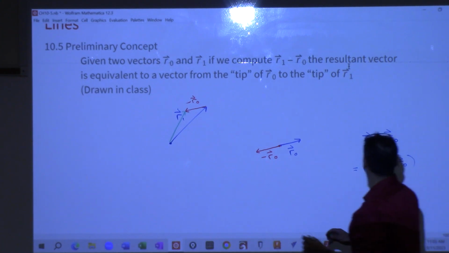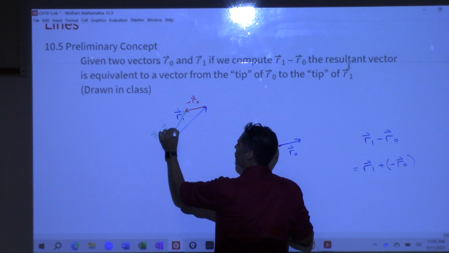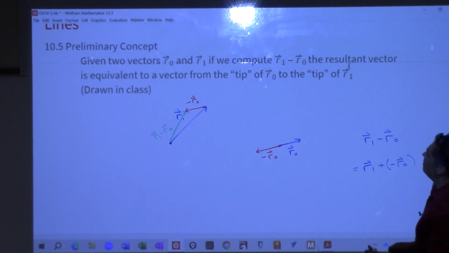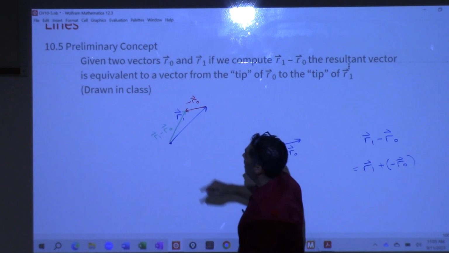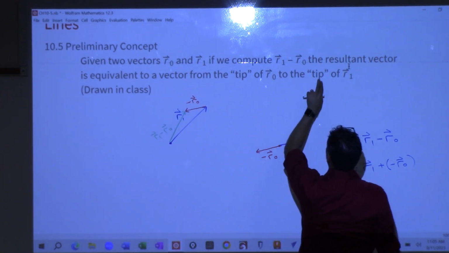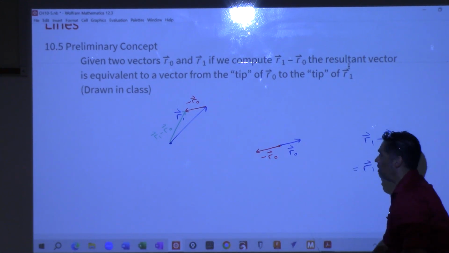That's R1 minus R naught. Okay? That's geometrically what we have. And what I'm asking you to see is that this resultant vector is equivalent to the vector from the tip of R naught to the tip of R1. So let me try and make that clear.